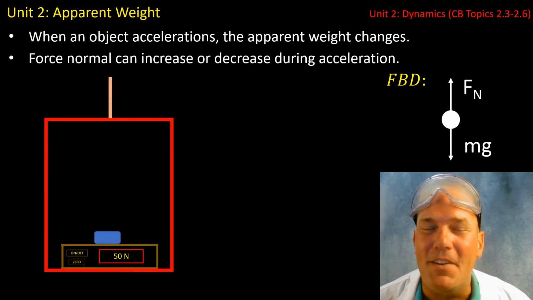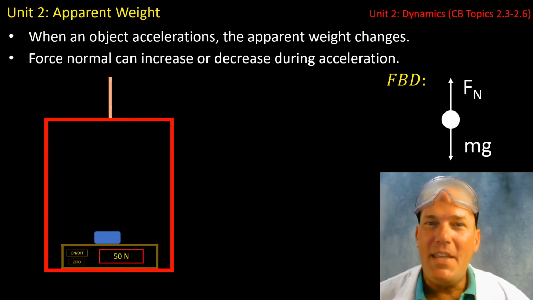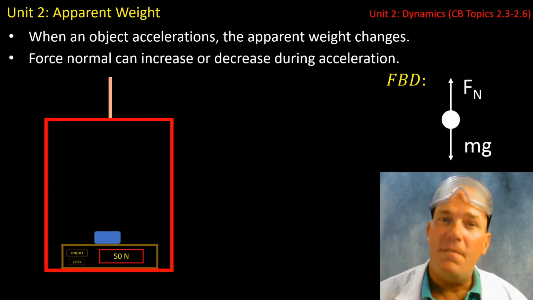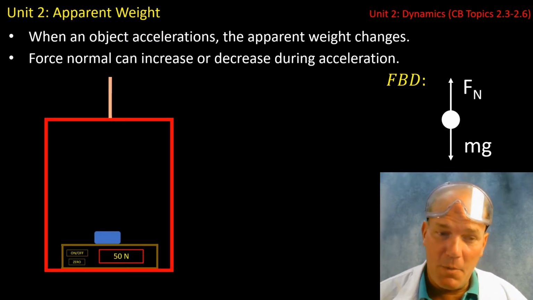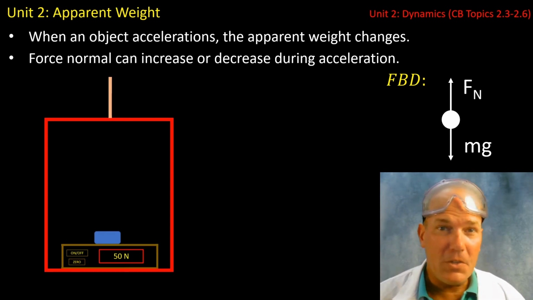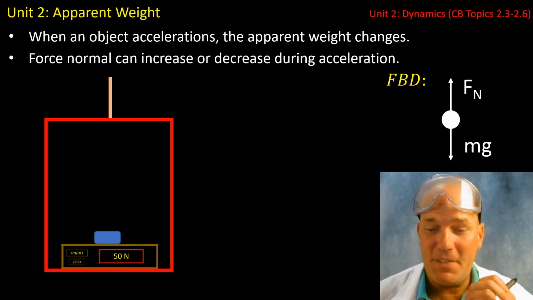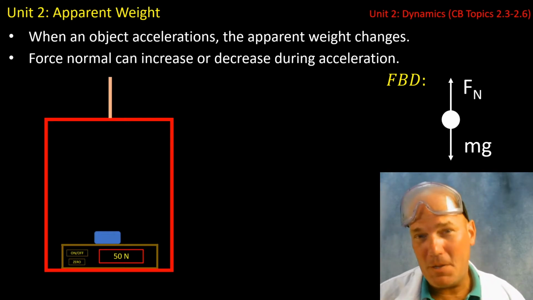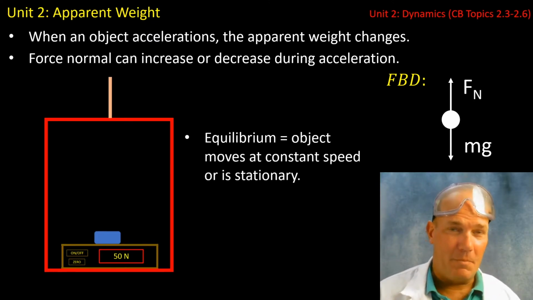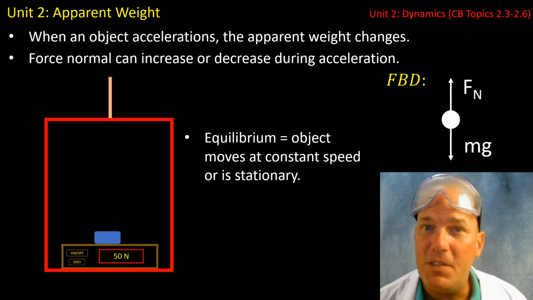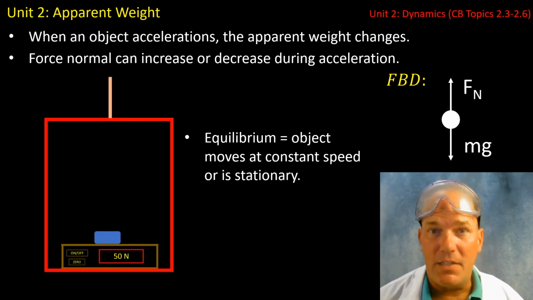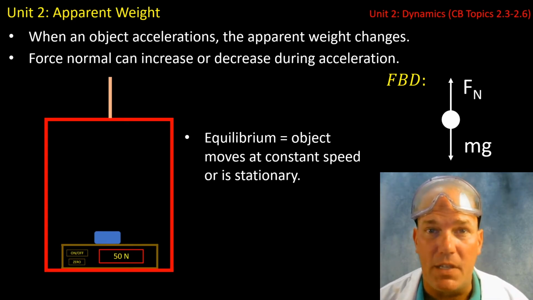Here is an elevator. I love these problems. And in this elevator is a scale. And on this scale is a 5 kilogram object, and the weight is displayed at 50 newtons. This elevator is currently at rest. Its velocity is equal to 0 meters per second. We call this equilibrium. Now, the other state of equilibrium we've discussed in class already is a constant, unchanging velocity.